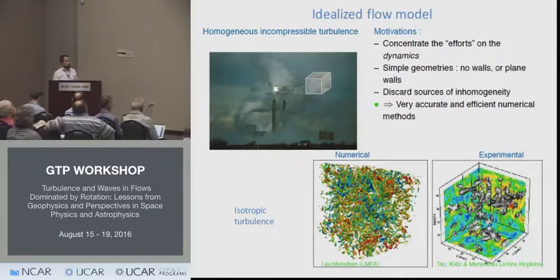So in isotropic turbulence, the picture of the flow is like that. We have turbulent vortices. This comes from numerical simulations, and this is experimental.